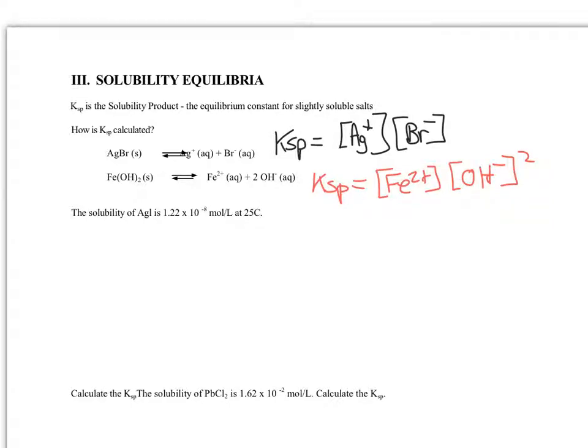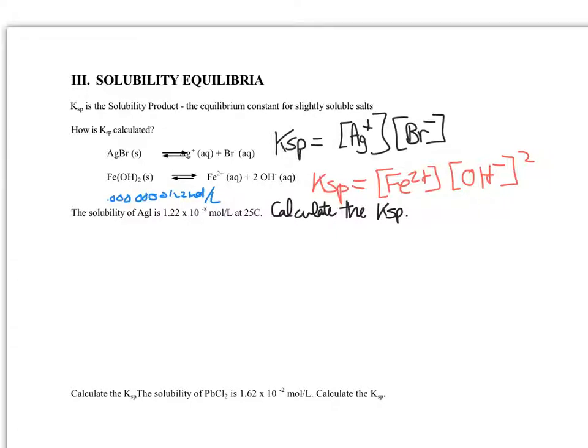All right, let's try another one. It tells us that the solubility of AgI is 1.22 times 10 to the negative 8th moles per liter at 25 Celsius, and it wants us to calculate the Ksp. If you look at this number, this is really, really small. It's 0.0000000122 moles per liter. So that's how many moles of the AgI can dissolve in a liter. That's really, really tiny. So that tells you it's very sparingly soluble.